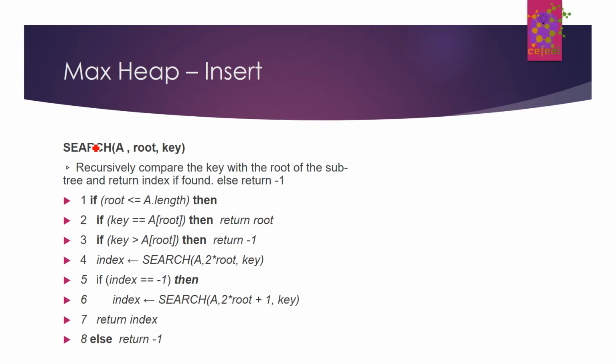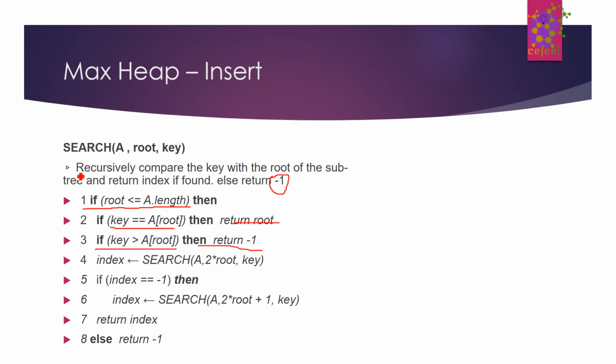The first step is to check if root is less than A.length, which means checking whether the element exists in the subtree or not. If root is less than A.length, then we compare the key with root. If the root itself is the key, we just return root. We are done. Then we check if key is greater than root. If so, there is no need to continue our search further because the key is already greater than the root and will definitely be greater than all the elements below it, so we just return -1. Here -1 indicates that the element was not found in the binary heap.